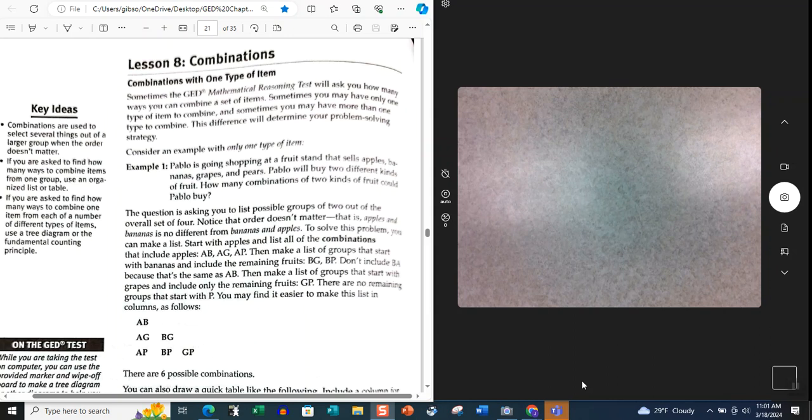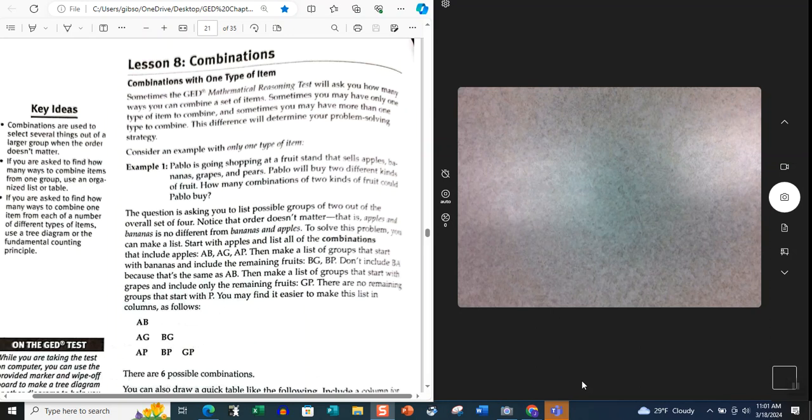Consider an example with only one type of item. Pablo is going shopping at a fruit stand that sells apples, bananas, grapes, and pears. Pablo will buy two different kinds of fruit. How many combinations of two kinds of fruit could Pablo buy? The question is asking you to list possible groups of two out of the overall set of four. Notice that order doesn't matter. That is, apples and bananas is no different than bananas and apples.